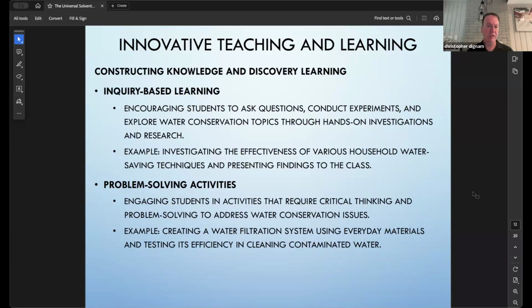Constructing knowledge and discovery learning. Discovery learning tends to disappear after elementary, the primary school education. Learning becomes much more categorical as students move into secondary and higher education. And so looking at how we can have inquiry-based learning across all learning levels again, and problem-solving activities. So the emphasis here is that solution-oriented mindset and creating systems where students can work together and critically think on how they can maybe create a water filtration system.